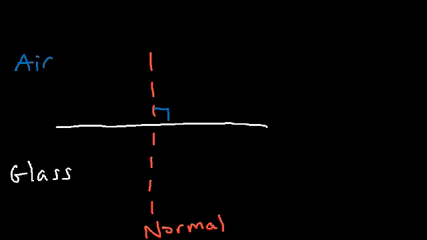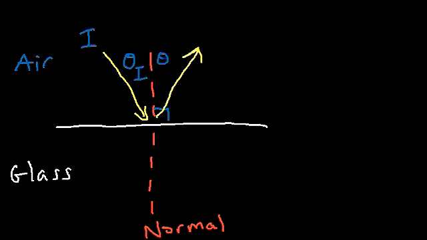Let's say we have a light ray that is incident on this boundary. The incident ray is the ray that strikes the glass. And this is called the reflected ray. The angle between the incident ray and the normal line is called the angle of incidence. The angle between the normal line and the reflected ray is the angle of reflection.